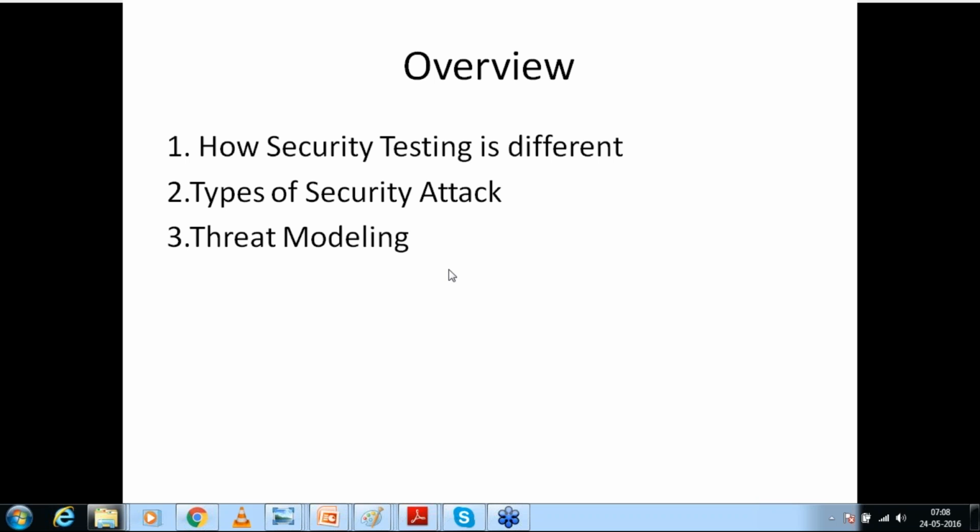When you start thinking about the architecture or the system, that is where you will understand the purpose and the need of security testing. When we say security testing, it can be of multiple types. This particular session will primarily focus on the types of security attacks and then threat modeling.